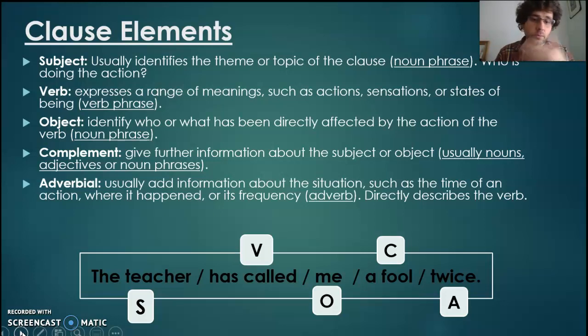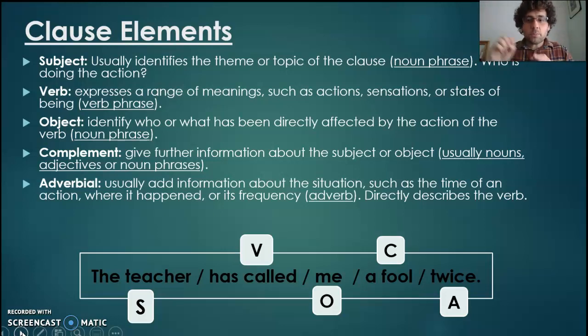So a range of meanings. What did they do? So in this case, has called. Remember, the verb can be more than one word. Was running. We get an object. Who or what are they doing the action to? In this case, me. Again, it could be a noun phrase. It could be just one noun on its own.